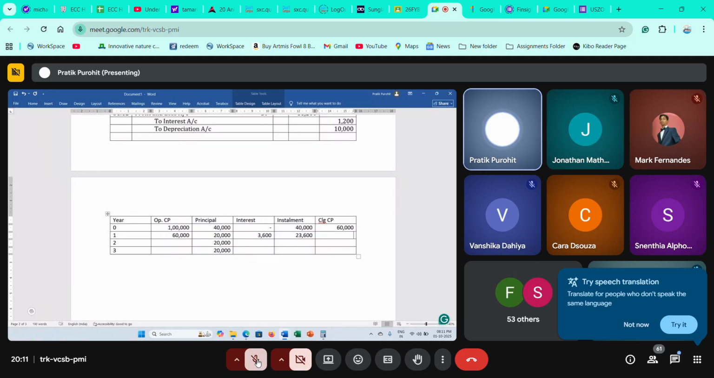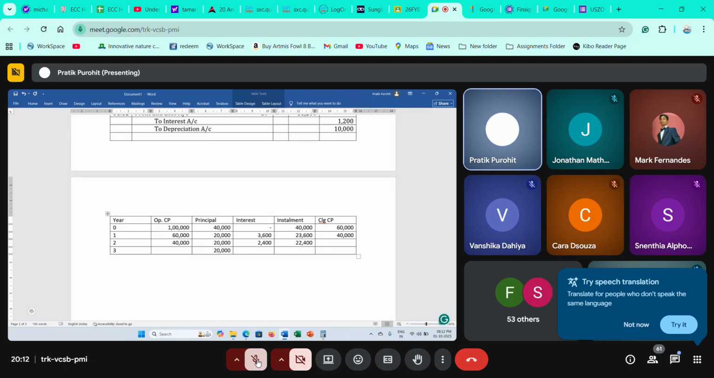Correct? What is the closing cash price? That is your opening cash price minus principal. So this becomes 40,000. Correct? So this 40,000 is now transferred here to the next period. Again, you charge interest on this 40,000. So what is 6% on 40,000? 2,400. Correct? So how much installment have you paid now?